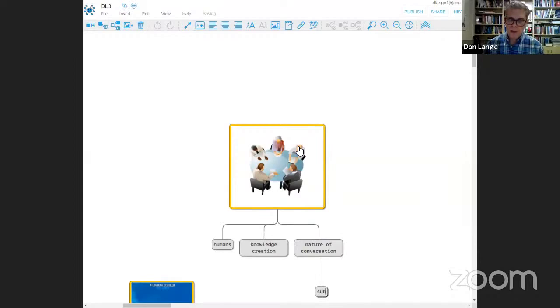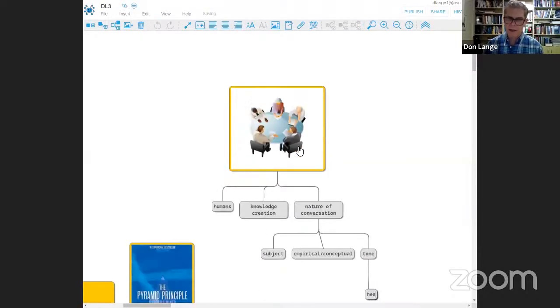And so obviously the subject matter of the conversation is important, whether it's an empirical or a conceptual discussion that's going on. The tone of the conversation, maybe it's a heated discussion, maybe it's cordial, maybe somebody's getting slapped. Is there divergence in the room, in what's being talked about?